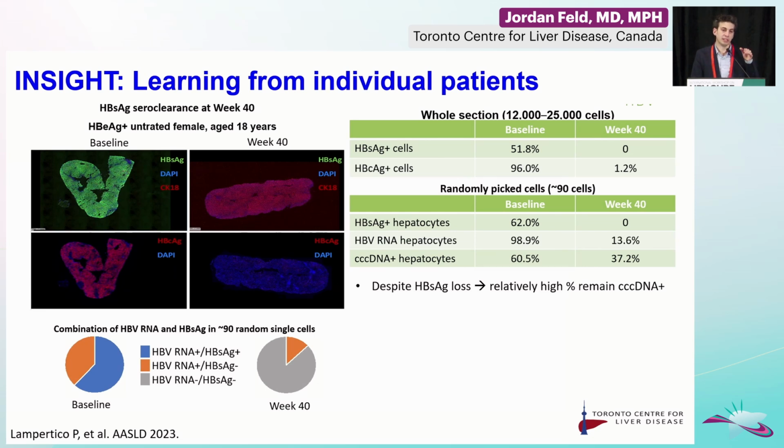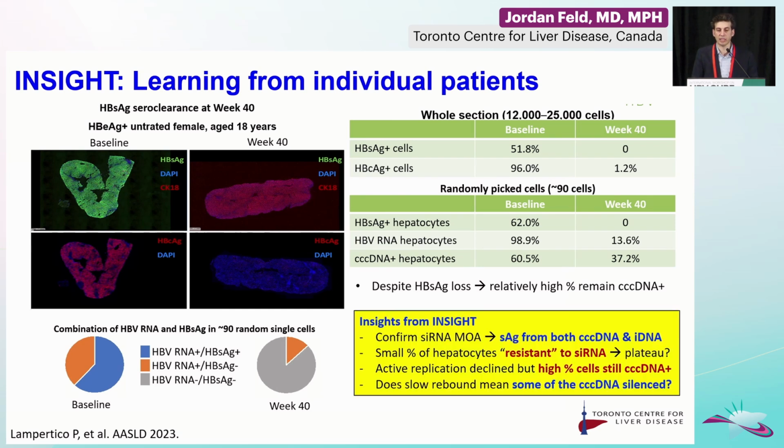And then to dig a little deeper, you can see what they did here in this one particular patient who cleared surface antigen at week 40. You can see that by staining, the surface antigen is gone and core antigen is also gone in the follow-up samples. But interestingly, what you see is that there are still some cells that contain core antigen and HBV RNA even at the end of treatment.